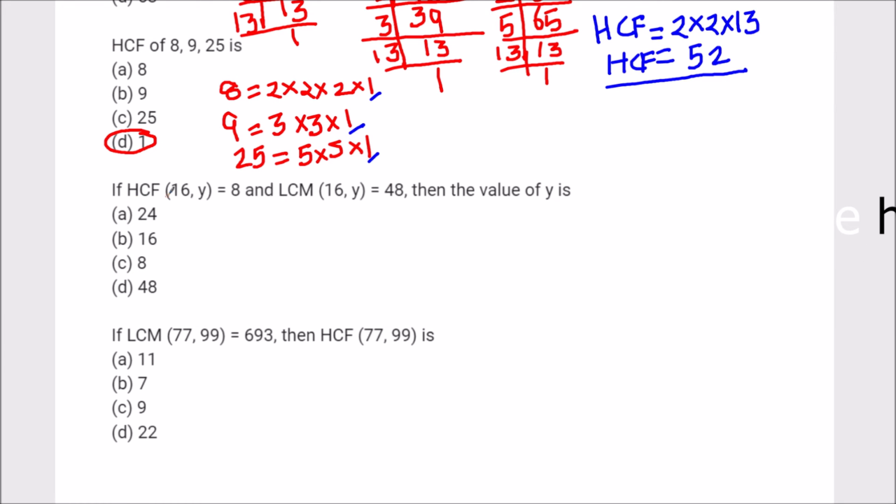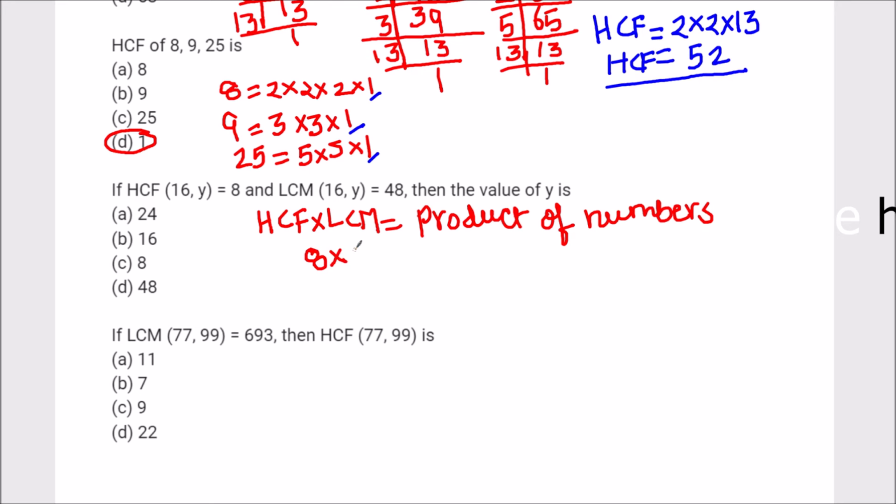Next question is, if HCF of 16 and y equals 8 and LCM of 16 and y equals 48, then the value of y is. So in this question, we have been given the HCF and LCM of the two numbers as 8 and 48, and we need to find one of the numbers. We'll be using the formula HCF times LCM equals the product of the numbers. We can find the other number.